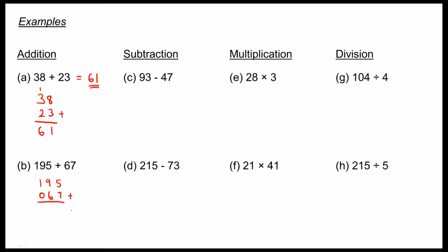So as before, I'm going to start off with 5 add 7, which is 12, so I put the 2 underneath and carry the 1 over to the next column. I now have 9 add 6, which is 15, plus the extra 1 that I've carried over gives me 16, so I write a 6 and carry the 1 over. In the last column I've got 1 add 0, which is 1, plus the extra 1 I've carried over, which gives me 2. Therefore my answer is 262.